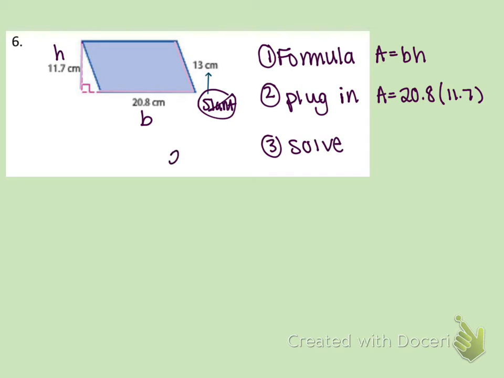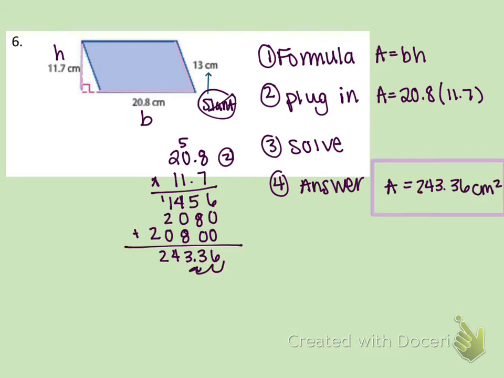I'm actually going to solve on my paper off to the side, and then I will write my answer here, just so you know. That's 2 numbers to the right of the decimal. Go ahead and solve and then write your answer for your area. Okay, so you should have gotten that area equals 243.36 centimeters squared. And then don't forget to box your answer.